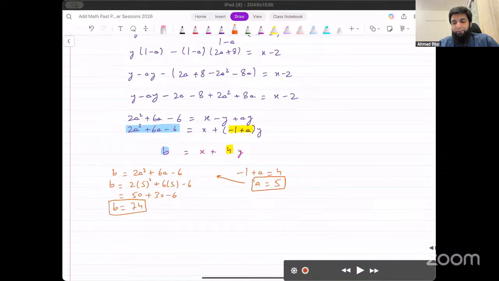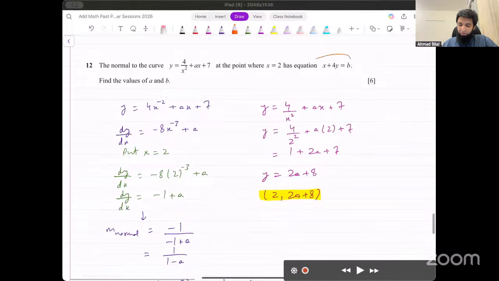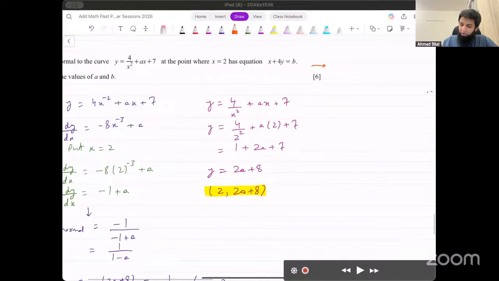Can't we equate once we find the gradient of normal? You can do that, Ahmed, but the problem is we will need another equation, right? That's not going to be enough because when you find the gradient from this, let's think about it. If I make y the subject, that will give me minus 1 over 4 times x plus b over 4, right? That is what is going to happen.